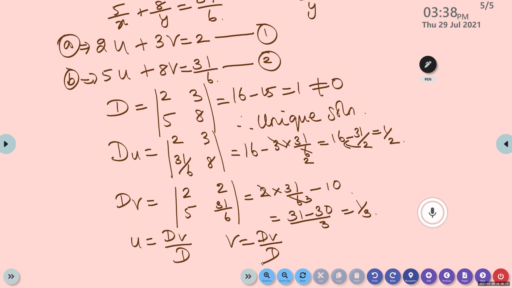x is 1, y is 3. Others? x is 2, and y is 3. x is 2, isn't it? u is 1 by 2. So what will be x? The reciprocal of it. v is 1 by 3. So if we take the reciprocal, we'll get the answers.